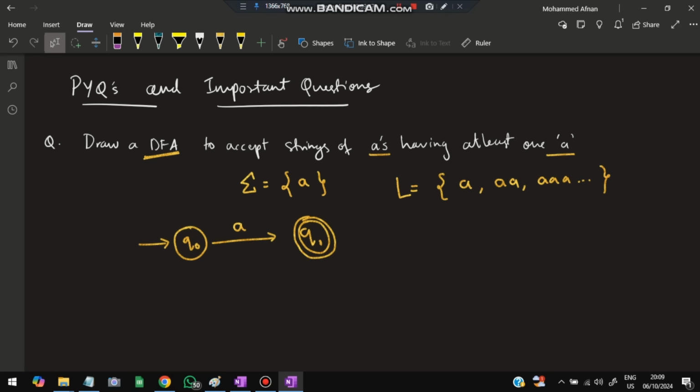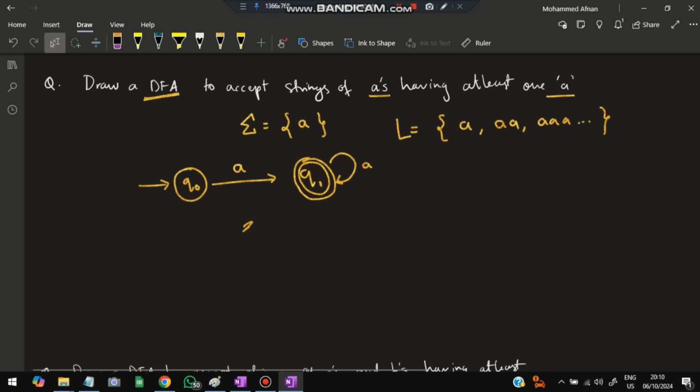Now it can have more A's as well, right? So if it has more A's, I'll make a self loop here. No matter how many A's there are, it will keep on staying in the same state. Okay. So you got my point. Here we'll write A first, then go to this state, and then keep traversing in this state. So A is formed. If I want AA, first from here I'll go for A, then another A I will take. I'll still remain in the final state, so AA will also be accepted. AAA, first A I went here, and then another A. It's still in the final state, that means AAA is also accepted.